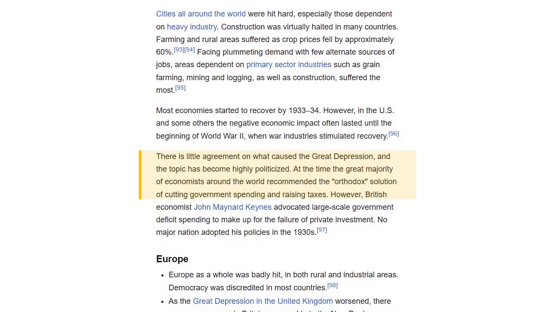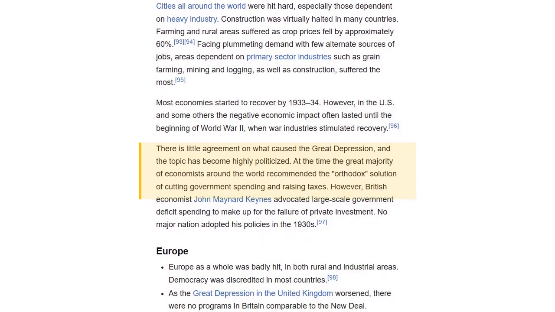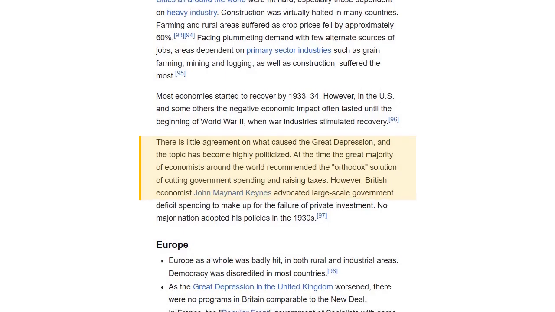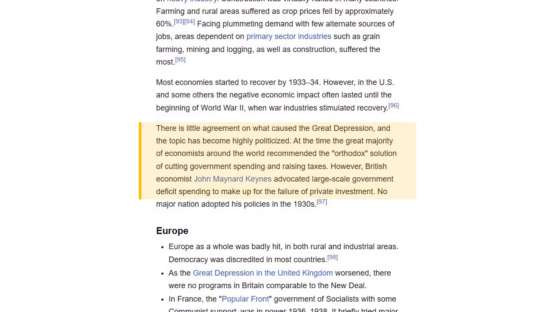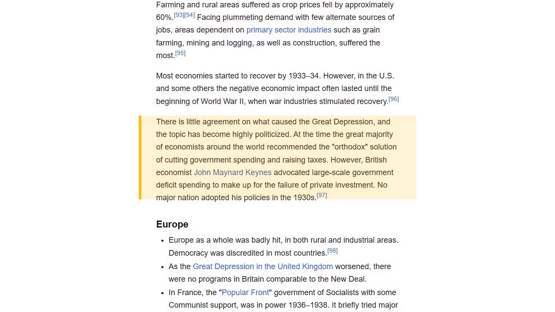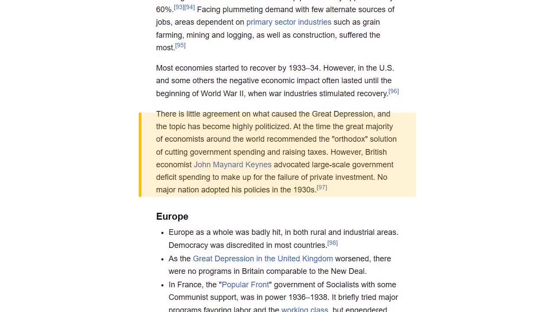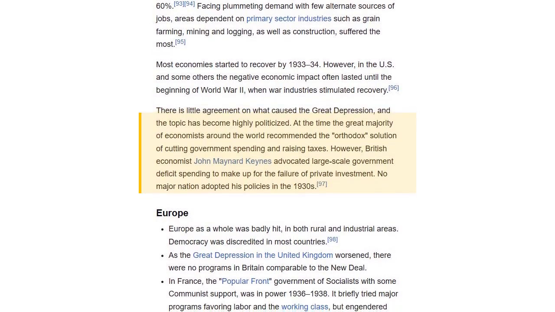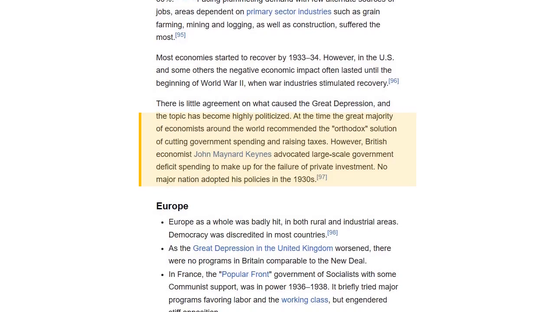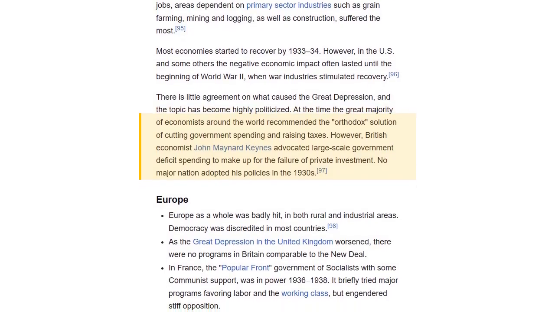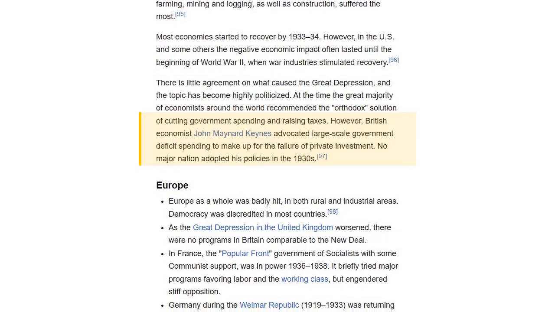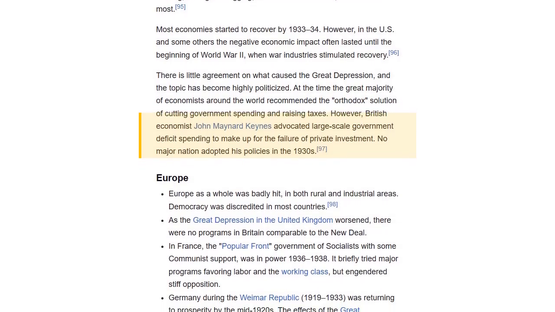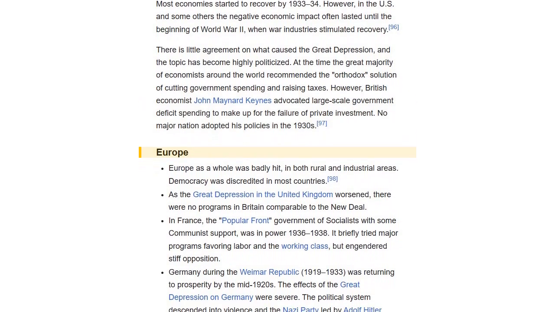There is little agreement on what caused the Great Depression, and the topic has become highly politicized. At the time, the great majority of economists around the world recommended the orthodox solution of cutting government spending and raising taxes. However, British economist John Maynard Keynes advocated large-scale government deficit spending to make up for the failure of private investment. No major nation adopted his policies in the 1930s.